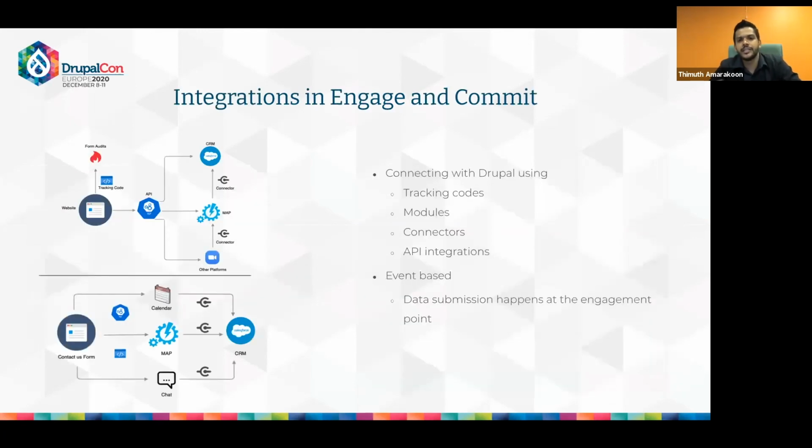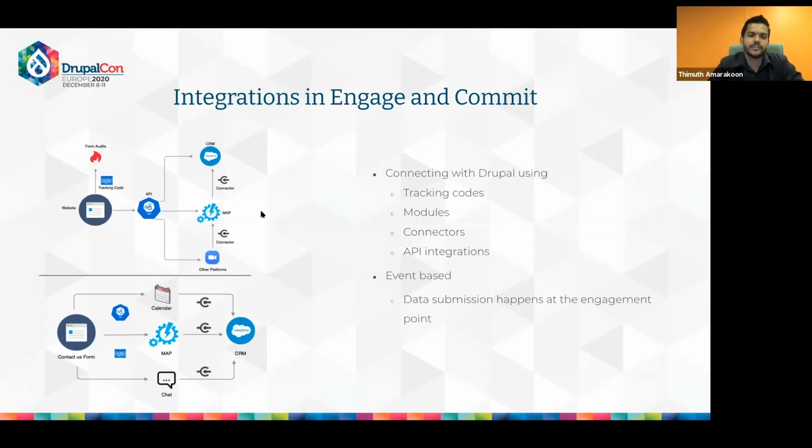So integration in engage and commit is similar. For example, your website can connect with tools like GoToWebinar or maybe marketing automation systems. They can connect to these systems using API. And maybe for the CRM also, they can use APIs, or Drupal has a Salesforce suite you can use if you want to connect your system with Salesforce. So that's a module based connection.